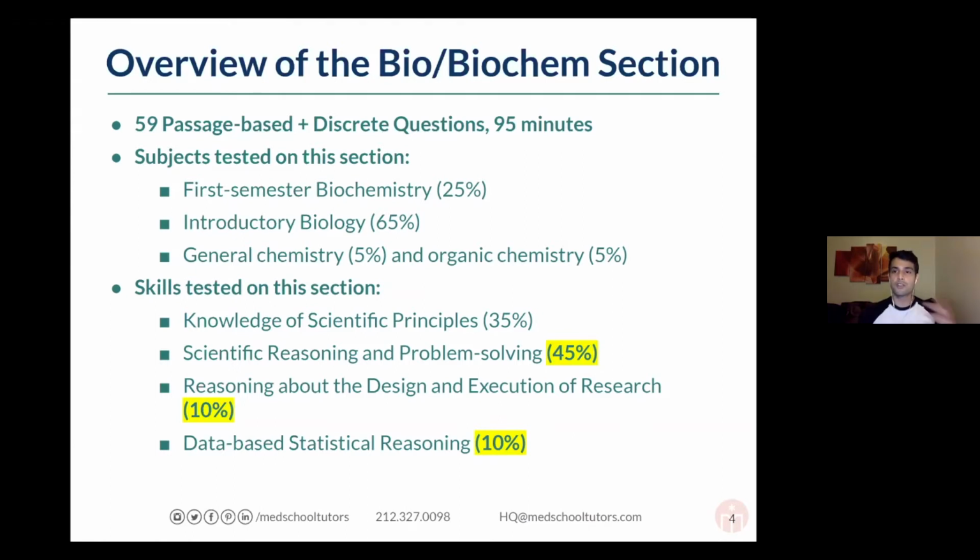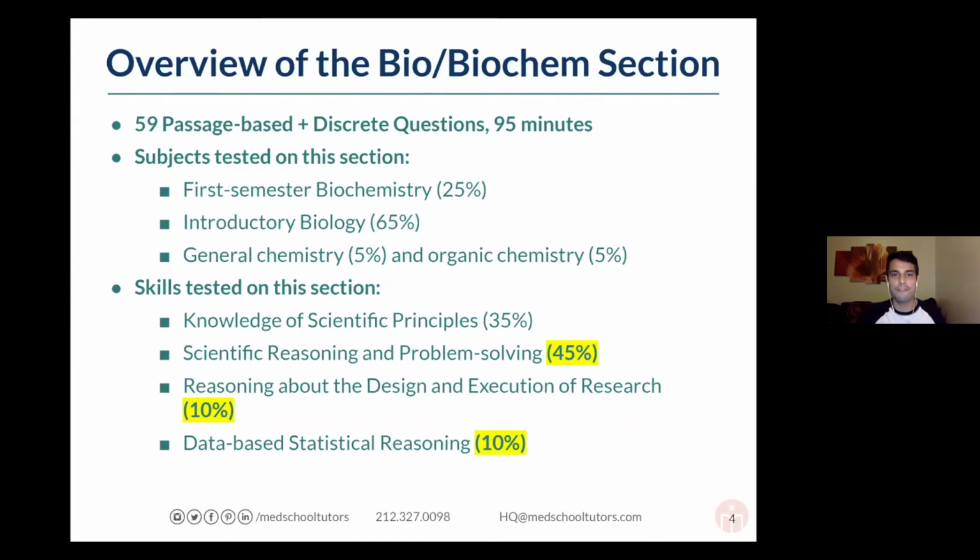So what this breaks down into timing-wise is that people say a good rule of thumb is to spend 8 minutes per passage, including reading through the passage and also answering those questions. But what subjects are tested on this section? It's the biochem section. So what do you expect?